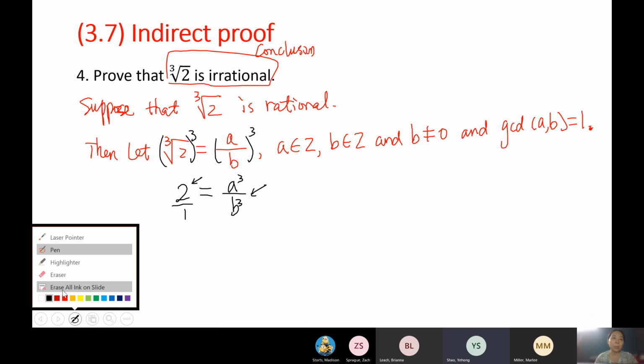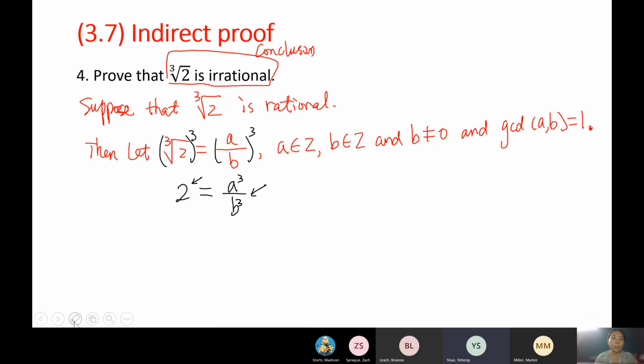So what we're going to do is get rid of the fractions. We multiply both sides by b cubed, so b cubed cancels b cubed. We end up with 2b cubed equals a cubed. Quite a few students said, okay, so a is even, but you need a little bit more explanation. How do you see a is even?